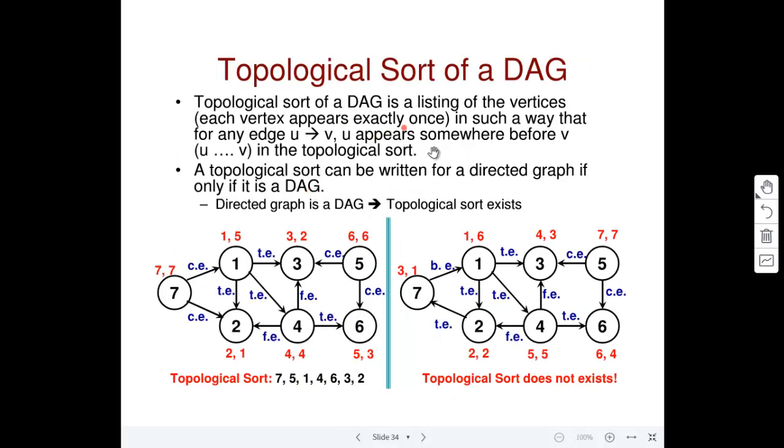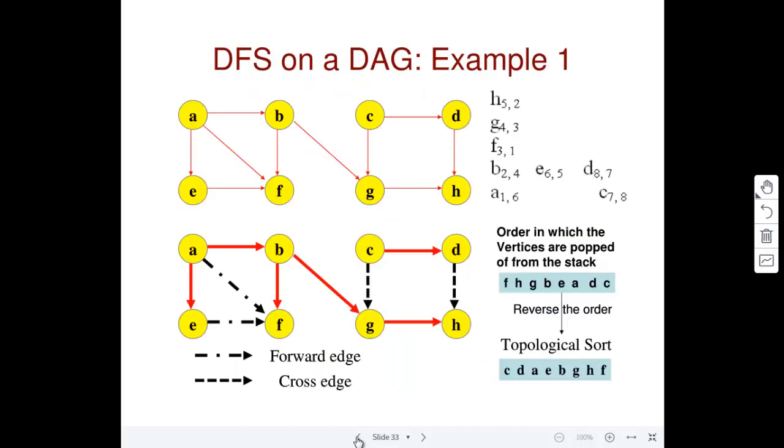Okay, so the definition of topological sort is this. And so the topological sort is really possible only for an acyclic graph. If the graph has a cycle, we cannot come up with a topological sort of the vertices. So topological sort really exists only for a directed acyclic graph. And what's the definition? For every edge u to v, u should appear somewhere before v in the listing of the vertices, which is called a topological sort. So how to get the topological sort of the vertices in a directed acyclic graph?